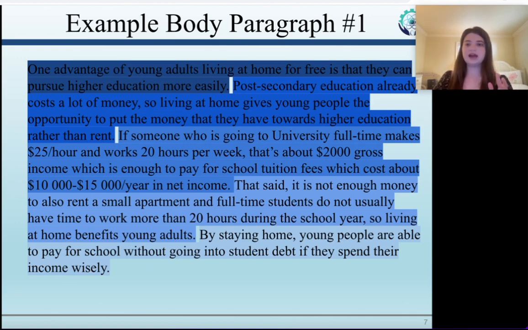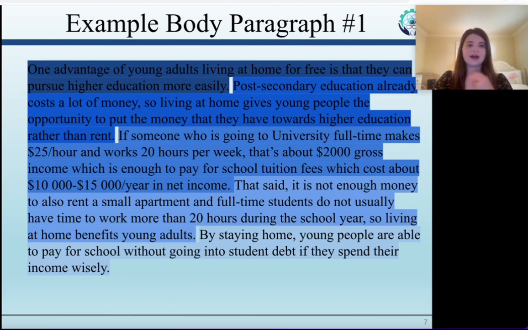Also, notice I kind of transitioned into the next paragraph, which goes into the disadvantages, because I ended it with if they spend their income wisely, right? That kind of leads us into the next part of, well, what if they don't spend their income wisely? What if they don't make wise decisions? Then, in that case, young adults living at home could be more of a hindrance than a help, right? It could hinder their ability to grow up, basically, and that's a problem. And we talk more about that in the next one.